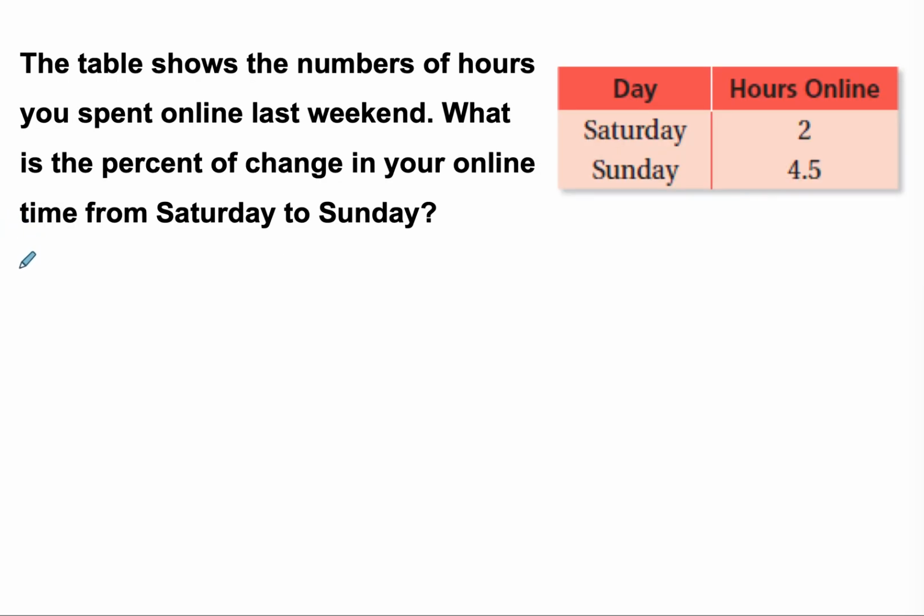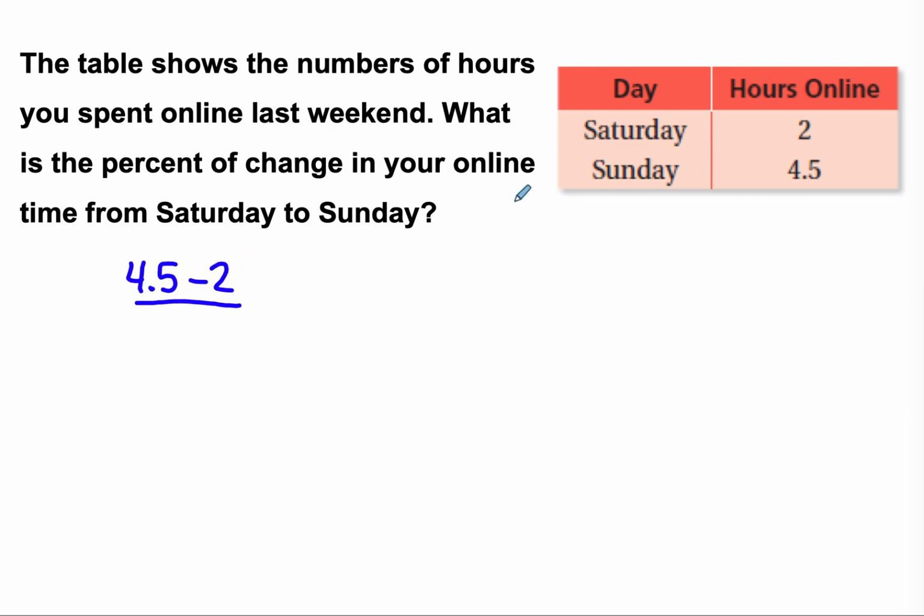All right, so let's start with this situation. It says the table shows the number of hours you spent online last weekend. What is the percent of change in your online time from Saturday to Sunday? Okay, so over here are the two numbers we're using, 2 and 4.5. We need to subtract in a way that's going to give us a positive answer, which means the 4.5 comes first. 4.5 minus 2 is going to give us a positive answer.